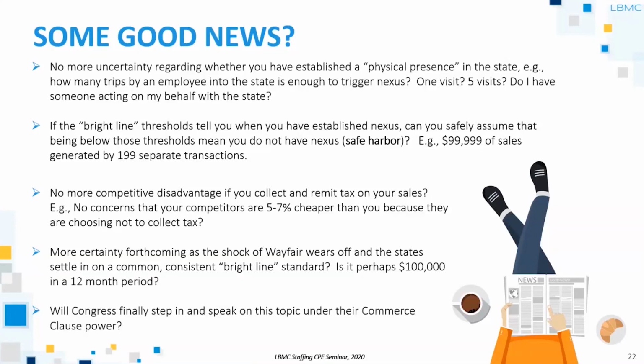More certainty forthcoming as the shock of Wayfair wears off, states settle on a common bright line standard. I think it may be this 100,000. I did look at this. It looks like out of all the jurisdictions that have imposed a remote seller threshold, 37 of those jurisdictions have seized on 100,000. Again, I think that comes out of Wayfair. Some have gone with the 200 transactions. Others have not. Tennessee did not pick up the 200 transaction threshold. And I think that's good.